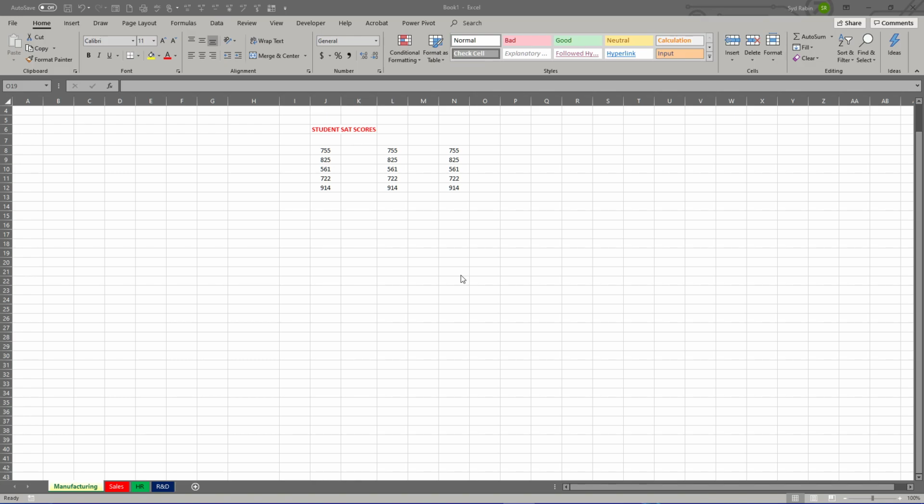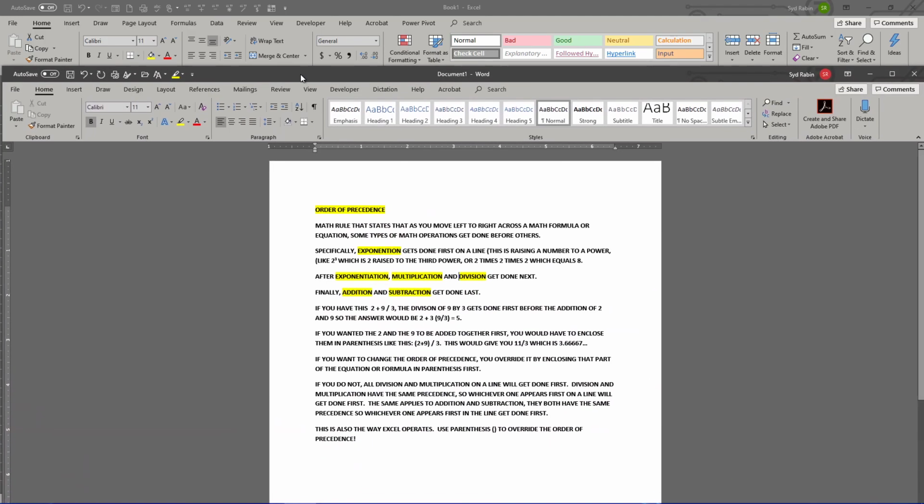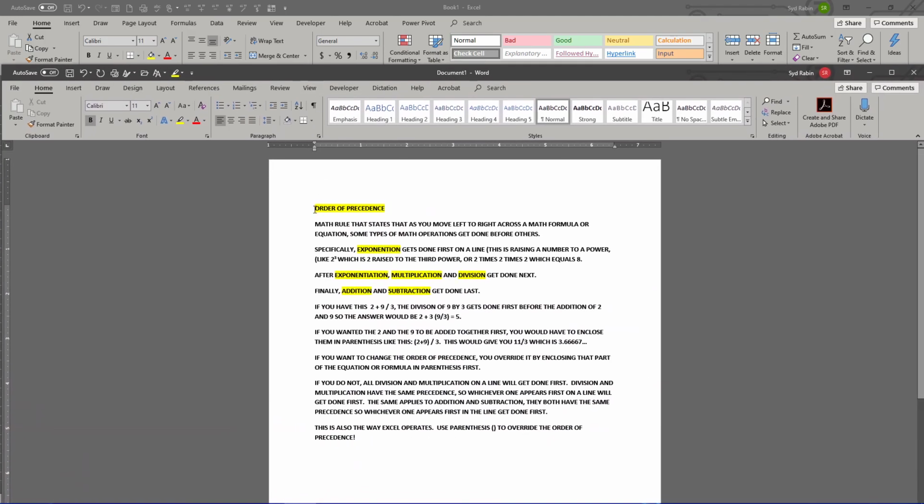And let's talk about a couple other things here. Before we move forward, we need to discuss something called the order of precedence, which is a mathematical rule, and it applies to Excel also. It's a math rule that states that as you move left to right across a math formula or equation, some types of math operators get done before others. The first thing that gets done is exponentiation. It gets done first, no matter where it is on a line.